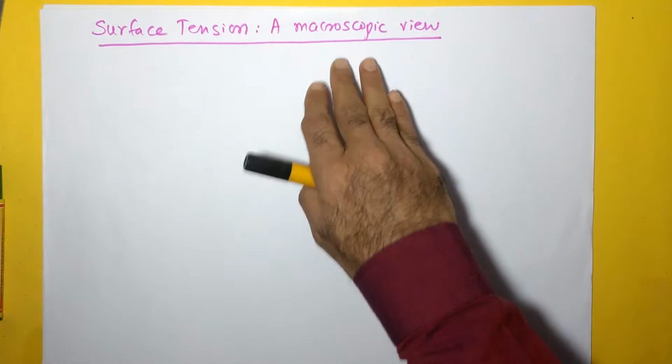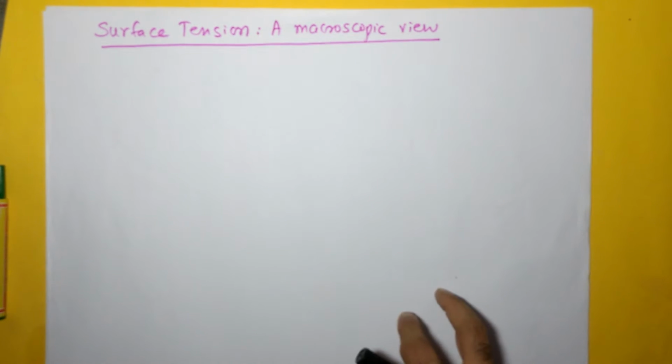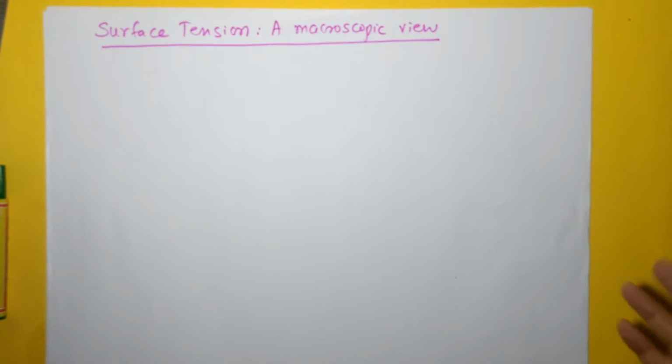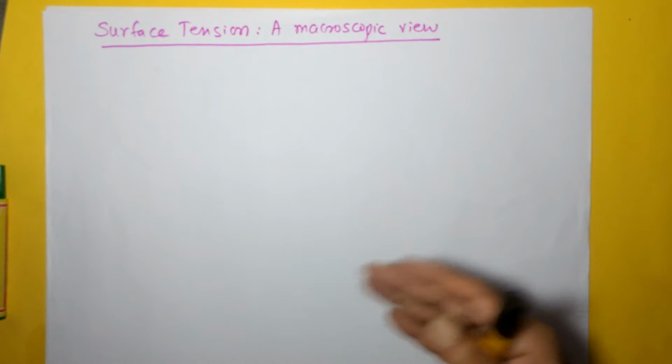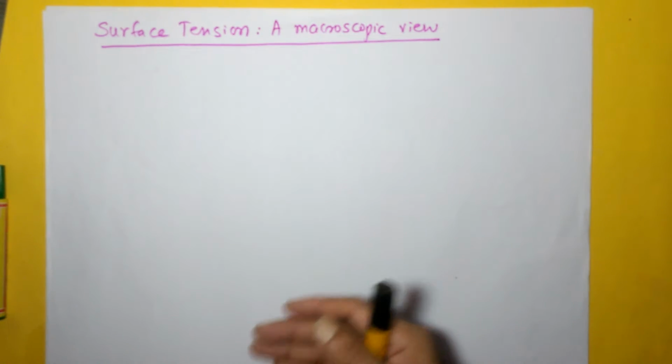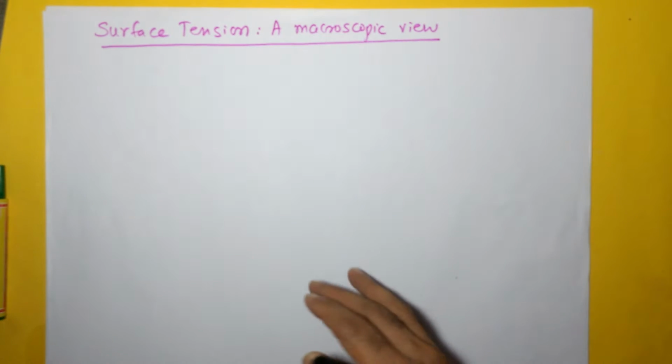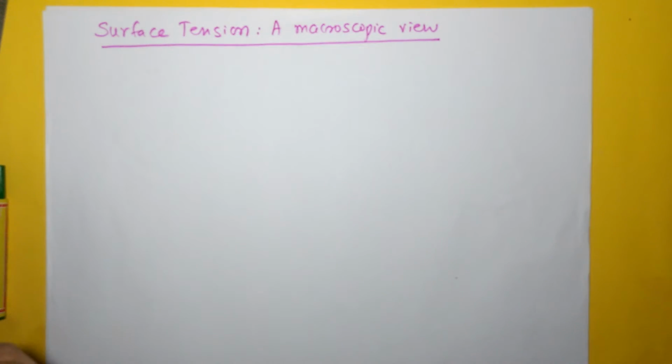In the first part, we will be having a look at the macroscopic view of surface tension, and in a future video I will look at surface tension at the microscopic level. When we look at the microscopic level, we will look at what's happening to the molecules inside the liquid, whereas here we'll just have an overall look at what surface tension is and what the effects of surface tension are, so that we get a background about surface tension, and then it would be easier for us to understand what is happening at the microscopic level.